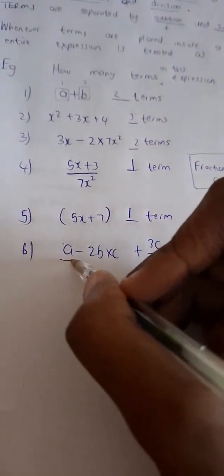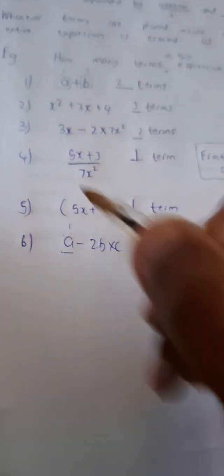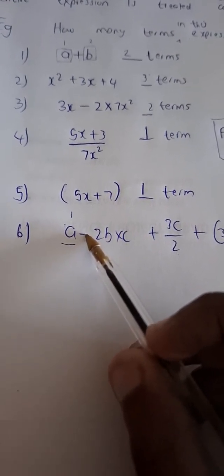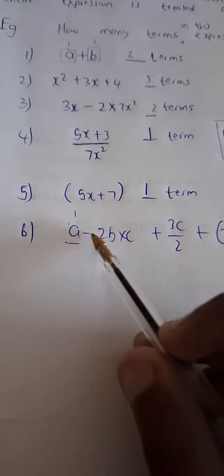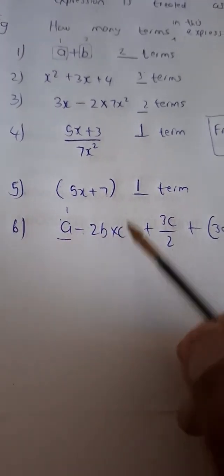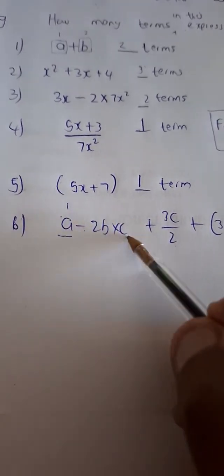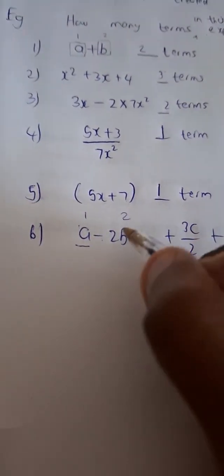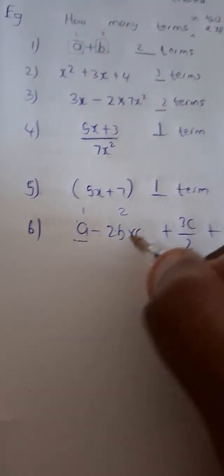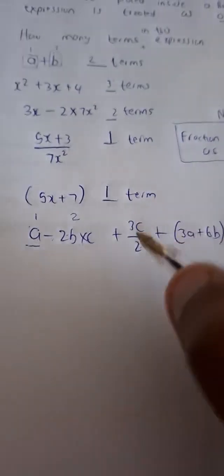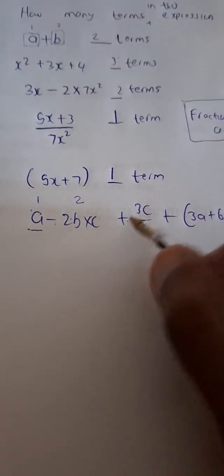Let's look at the terms. There is an A, so we say 1. There's a minus sign. A minus will separate. So that means we can count 1. Minus separates. There's 2b times c. This here is 1 term. So it's 2. 2b times c is 1 because it's combined by the multiplication sign. So it's 2. Then there's a plus.